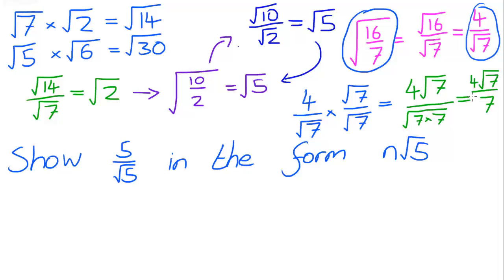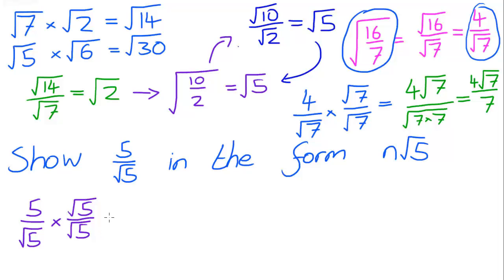Well, we kind of did it in the last one, but this one's going to be a little bit neater. We're going to use the same logic as in the last video. We have 5 over root 5, and in order to get rid of this surd on the bottom, we can times it by itself over itself, that same surd. So root 5 over root 5, and that gets rid of the surd on the bottom of the fraction.